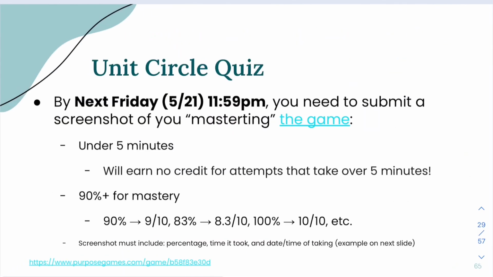Okay? This is going to be due next Friday, which is 5/21 at 11:59 p.m. If it is late, the highest grade you can earn is a 9 out of 10. So you can turn this in late. You can remediate it till the 24th, but then the highest you can earn is a 9 out of 10. So I would really recommend doing this and getting this in on time. Okay?